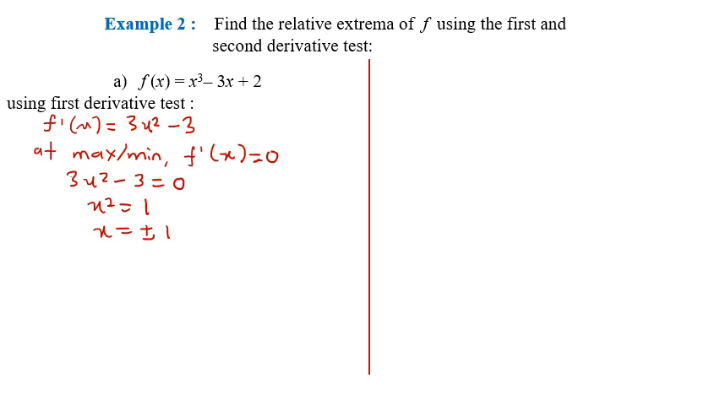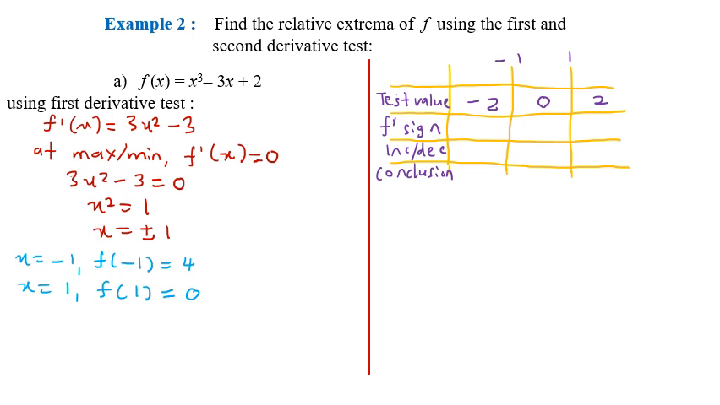And remember also, after we got the value of x, we substitute into the original function to get the value of y. So when x equals negative 1, y equals 4. And when x equals 1, y equals 0. Then we go to the first derivative table. Remember, as I mentioned before, the first derivative test is actually a table. So we sketch the table and put our values -1 and 1 over there.